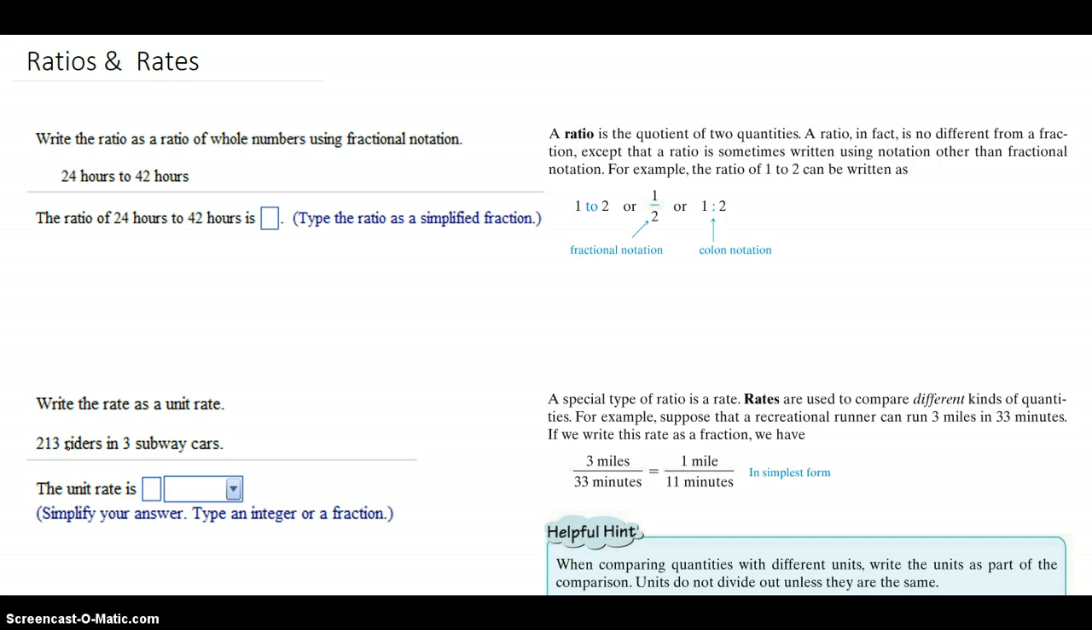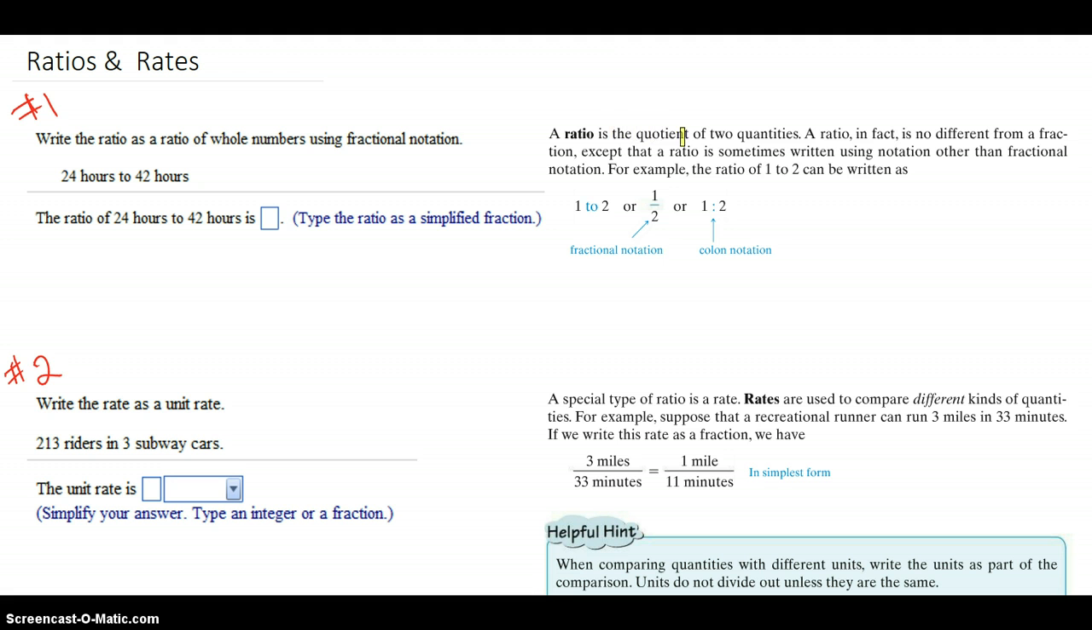I have two questions on the left. The first one, number 1, is on ratios. The second one, down here, number 2, is on rates. On the right-hand side, I have the definitions. Let me go ahead and read the first definition.